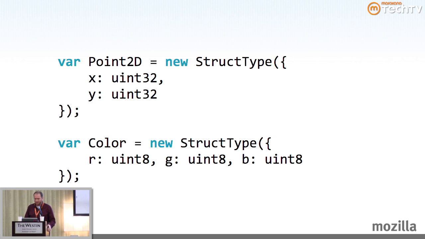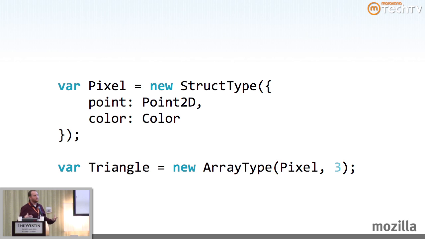So what can you do with that? Well, you can combine those into more struct types. You can mix and match these. You can define your own data types that now describe the structure of compact binary data. So I can describe a pixel as a pair of a point and a color, and I can describe a triangle as a 3-element array of pixels. And I can use that triangle type to create a new triangle struct.